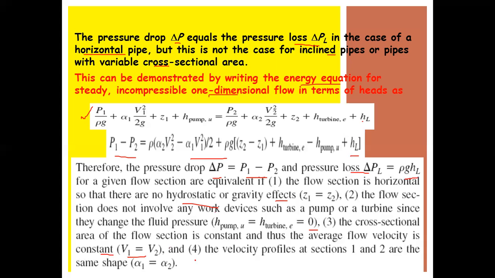And what is the fourth point? The velocity profiles at section 1 and 2 are the same. What are the velocity profiles at section 1 and 2? Because the cross section is constant, the velocity profiles are also the same. That is, alpha 1 is equal to alpha 2.